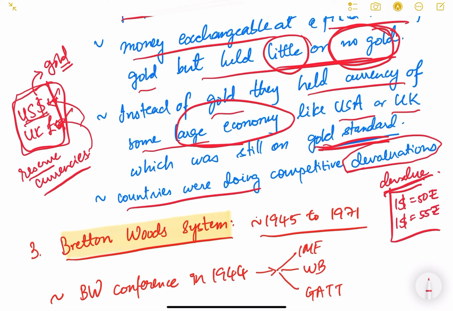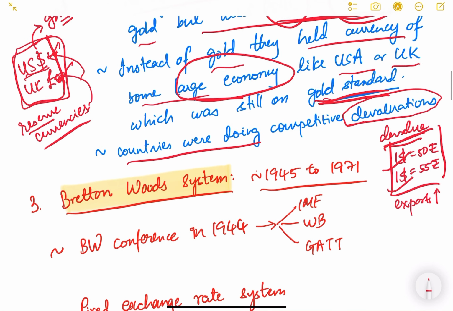Now, what is the benefit of this? The benefit is that our exports will increase. Our exports will increase because, as I have told you, with $1 an American could buy goods worth 50 rupees only. But now with $1, an American can buy goods worth 55 rupees.